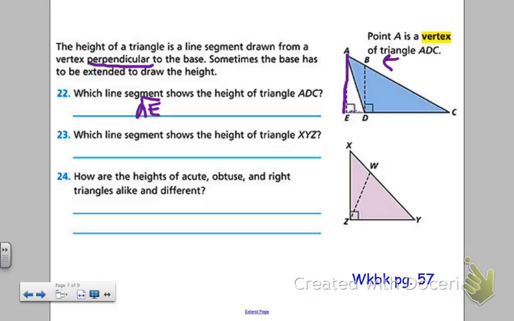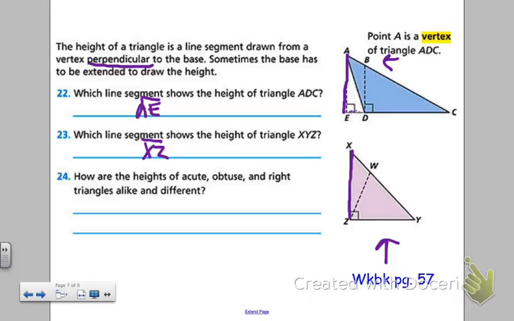Well, XYZ is a right triangle. It's really not too difficult to pick out the height of a right triangle. Here it is, XZ. That shows you how tall the triangle is, and it's perpendicular to the base, which is ZY. So XZ is the line segment that shows the height.